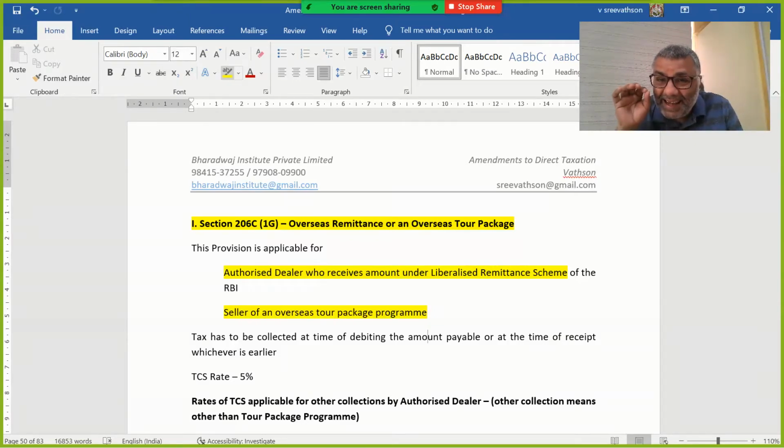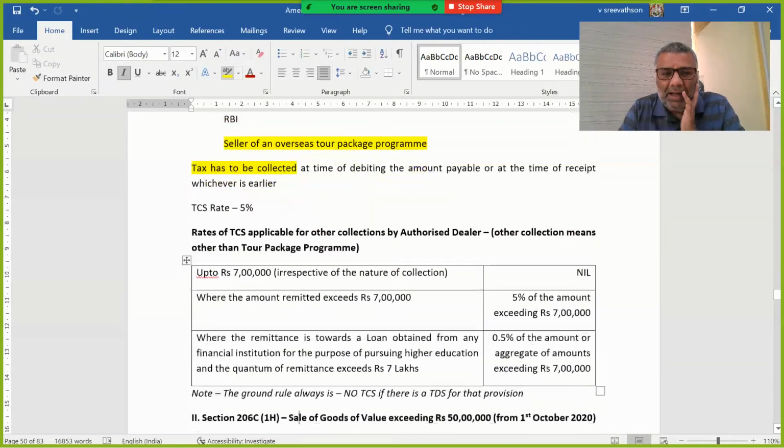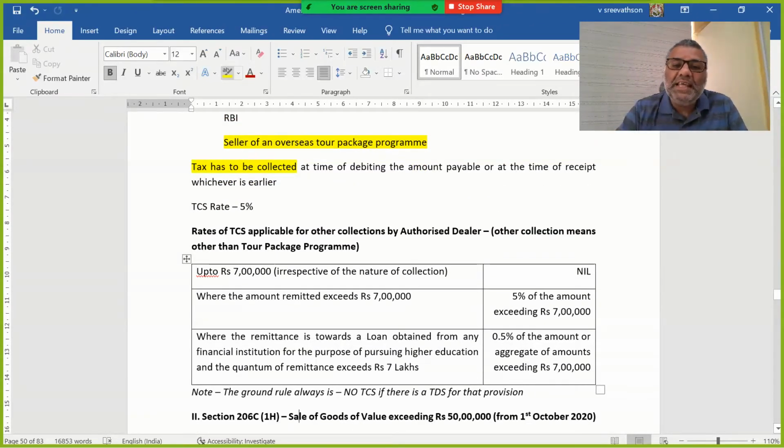Tax has to be collected at the time of debiting or at the time of receipt, whichever is earlier. Normally the TCS rate is 5%, but there are going to be variations. Rates of TCS apply for other collections, meaning other than tour package. For tour package, there is no threshold. Remember, for tour package, no threshold, 5%.